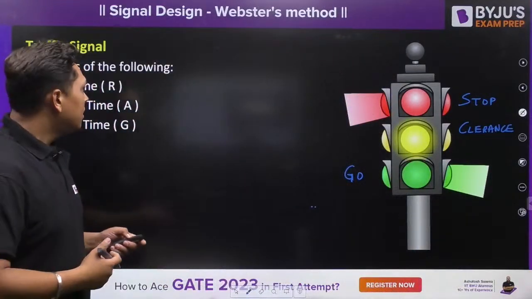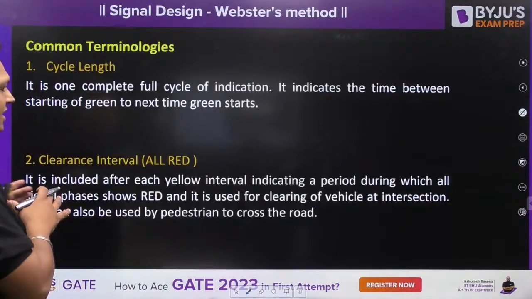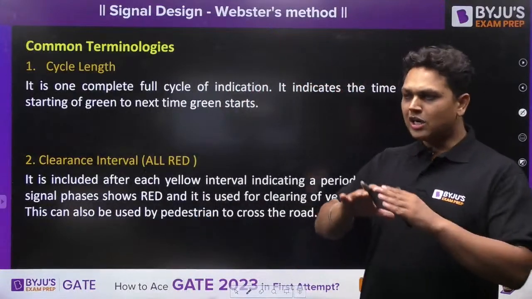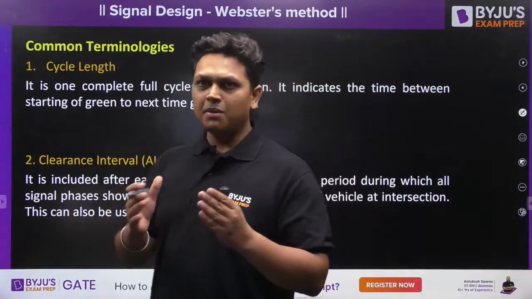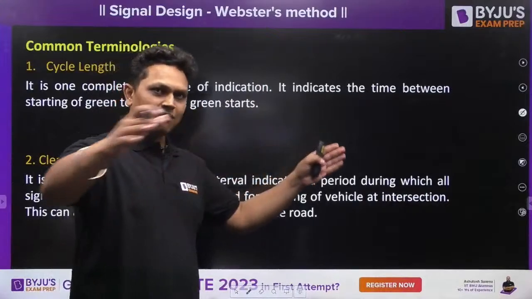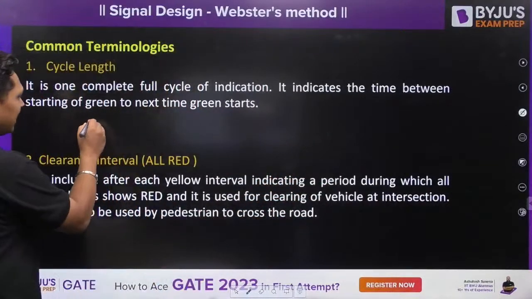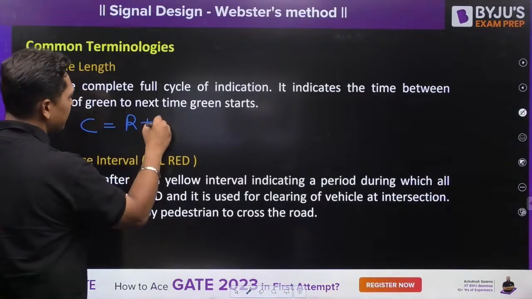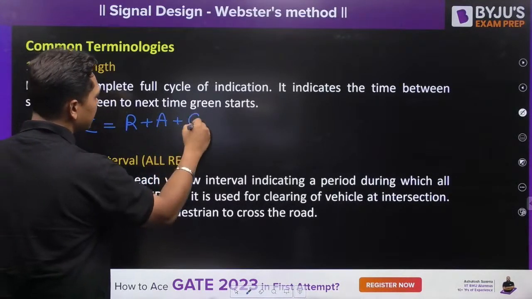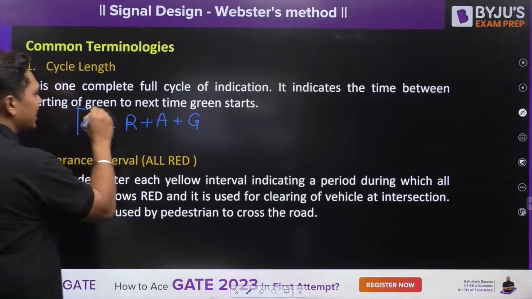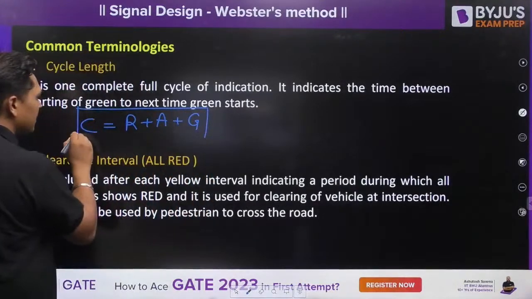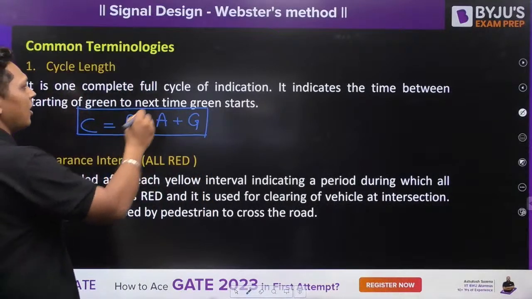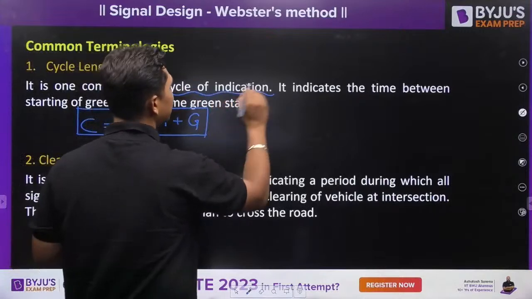Okay. Now, what is the cycle length? Cycle length is the total duration which is available with the traffic or with that phase. So the cycle length in our case will be, for example, total red time plus amber time plus green time. So this is a complete cycle of indication.